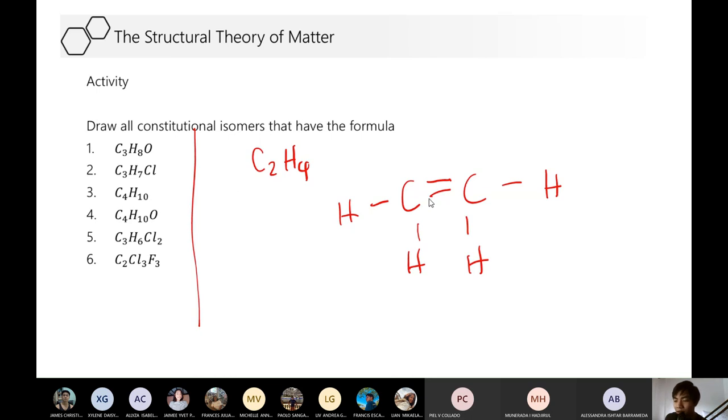So, paano tayo nagkaroon ng double bond dyan? So, kanina, bakante lang yung isa, di ba? Okay? So, since wala na tayong atom na natira to connect dito sa vacant slots na to, pwedeng idugtong na lang natin silang dalawa. Yan. So, may double bond na tayo. Okay. So, ganun lang.